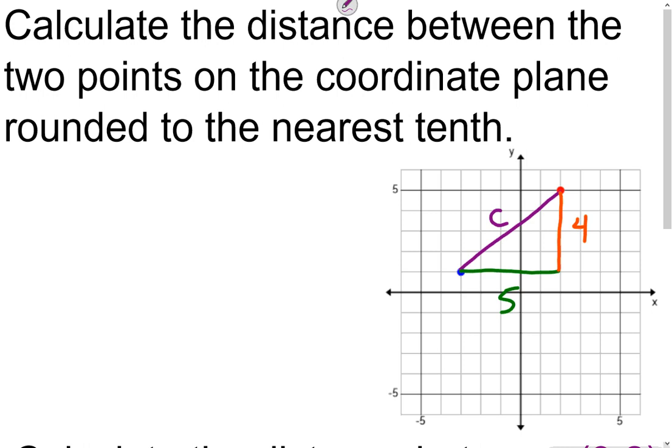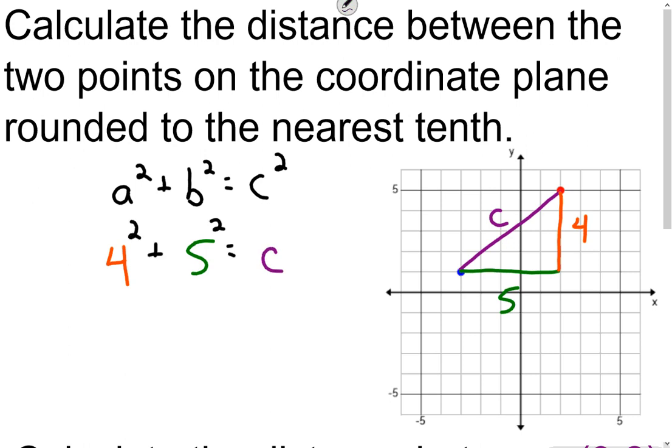Do the Pythagorean Theorem. If you remember back to the Pythagorean Theorem, it was a squared plus b squared equals c squared. And now we just plug in our numbers. So in this case, 4 is my a, 5 is my b, and c is my c, because I don't know what that is. Put the rest of my formula on it, and now I solve my little quadratic formula.